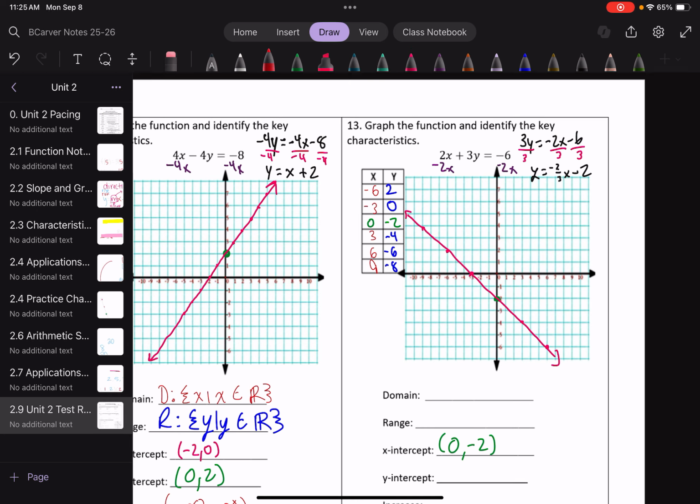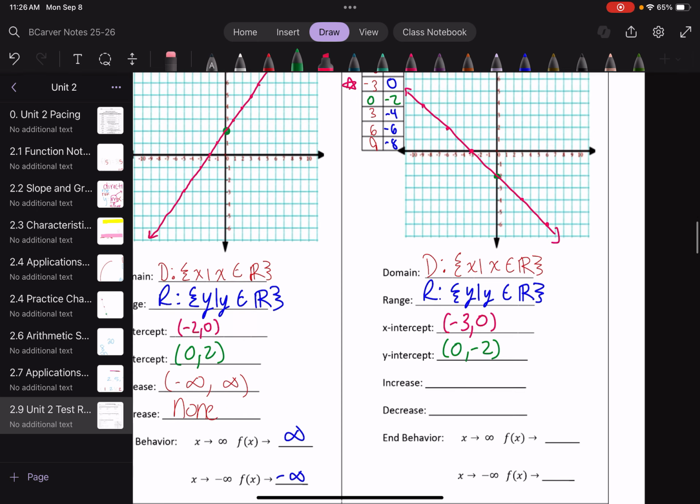Our domain is all real numbers again. So I'm going to go ahead and put this in set builder notation. So I've got {x | x ∈ ℝ}. My range, I've got {y | y ∈ ℝ}. I accidentally put that on my x-intercept. My x-intercept, in this case, I apologize for that, guys, is (-3, 0). So that's where y equals 0. Our y-intercept was (0, -2). We get that as the b term from our slope-intercept form.